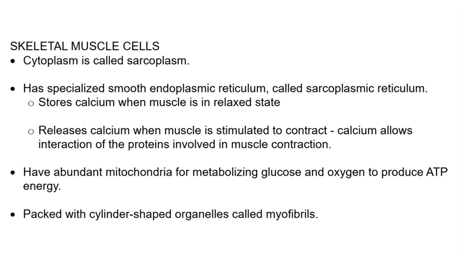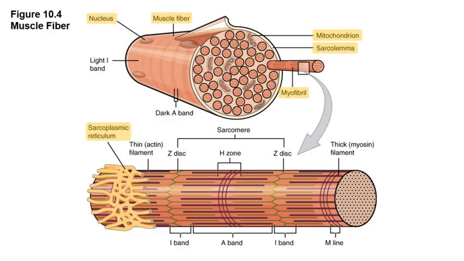Skeletal muscle fibers typically have abundant mitochondria for metabolizing glucose and oxygen in order to produce ATP energy, and they are also packed with cylinder-shaped organelles that are called myofibrils. The myofibrils are the organelles that contain the microscopic structures which are responsible for generating muscle contractions. So figure 10.4 highlights the typical structures and organelles of a skeletal muscle fiber.